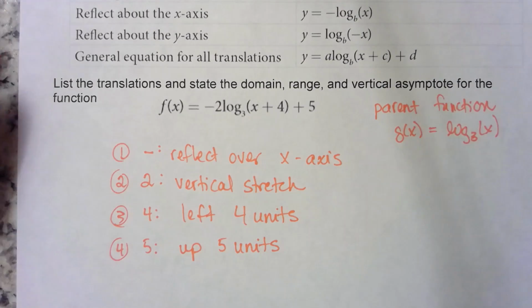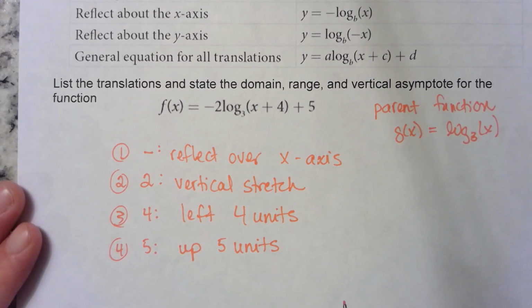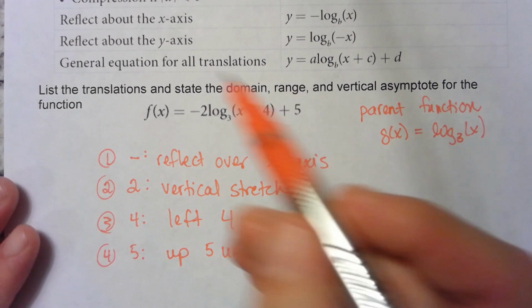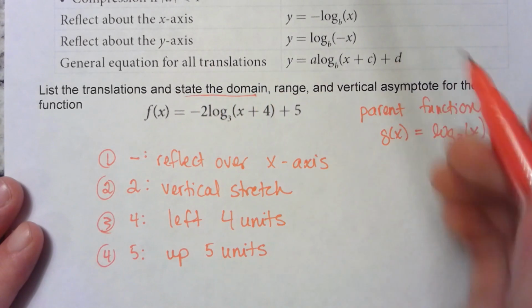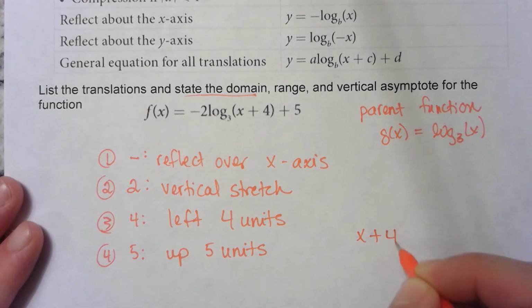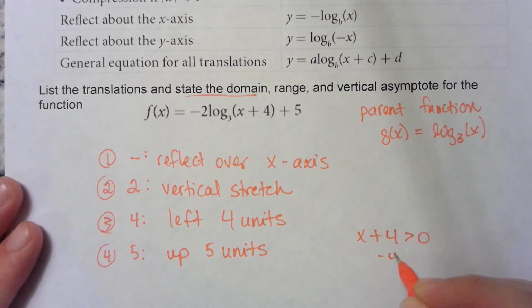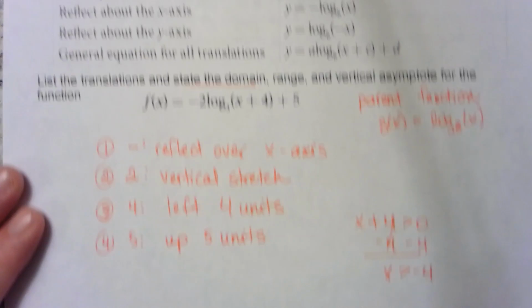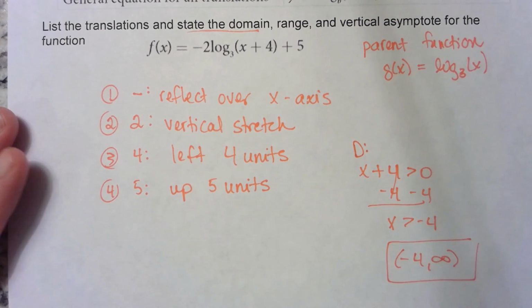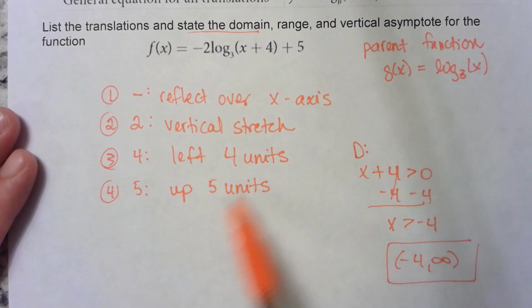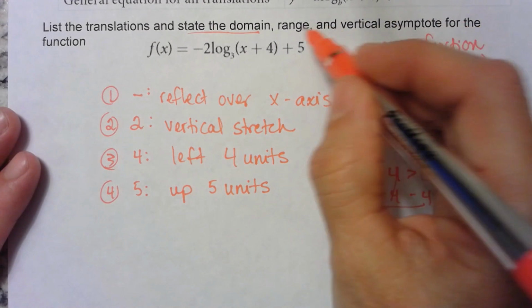So whenever we are working with these, at least in my class, we don't have to do all of this. We can state the domain. X plus 4 has to be greater than 0. So x has to be greater than negative 4. That means your domain is negative 4 to infinity. So I do want you to be able to find the domain and list the transformations, but you don't really have to do this part for me.